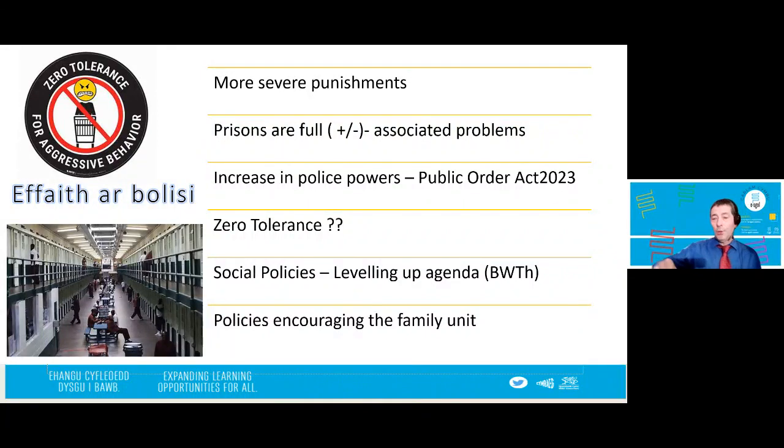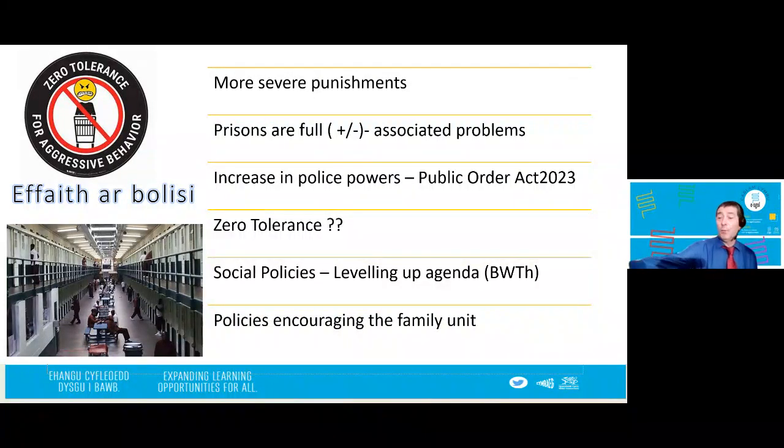Increase in police powers, of course, is another thing that's been happening lately. Most recently, the Public Order Act of 2023, which has brought in new crimes, for example, carrying paraphernalia to enable you to lock down or causing serious disruption. The police have a right to stop you from doing that now. So again, if you want more detail about that, please look at the video, but it's certainly an issue.